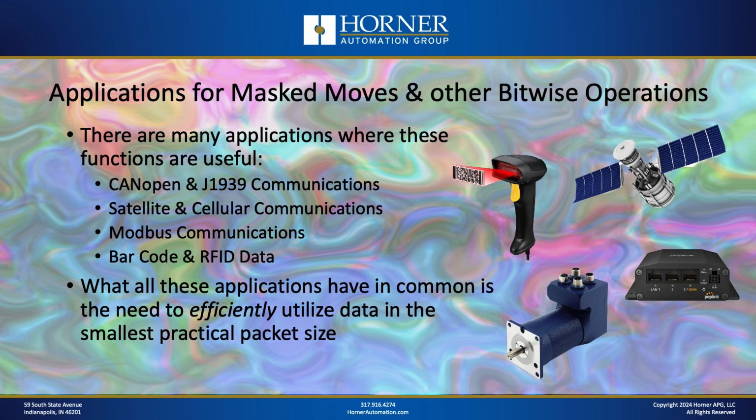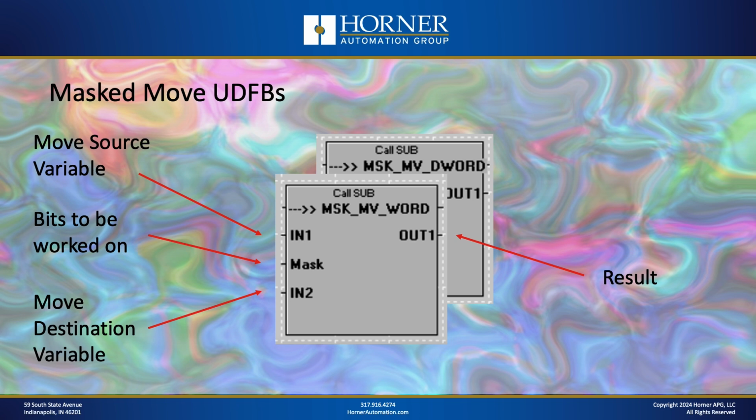So again, anytime you need to pack a lot of data in a small amount of space very efficiently, you want to utilize every single bit, the mass move is really useful for that. So as you can see here with a mass move, you're going to specify the source variable that you're going to move. You're going to specify the destination variable that you're moving the data to, and then you're going to specify how many bits or which bits of the source variable are actually going to be moved, and then the result is placed in the output.